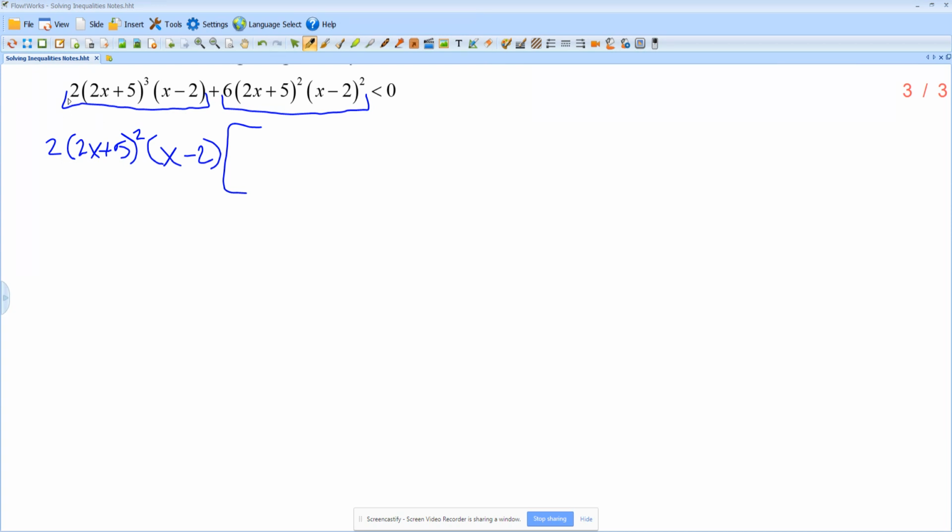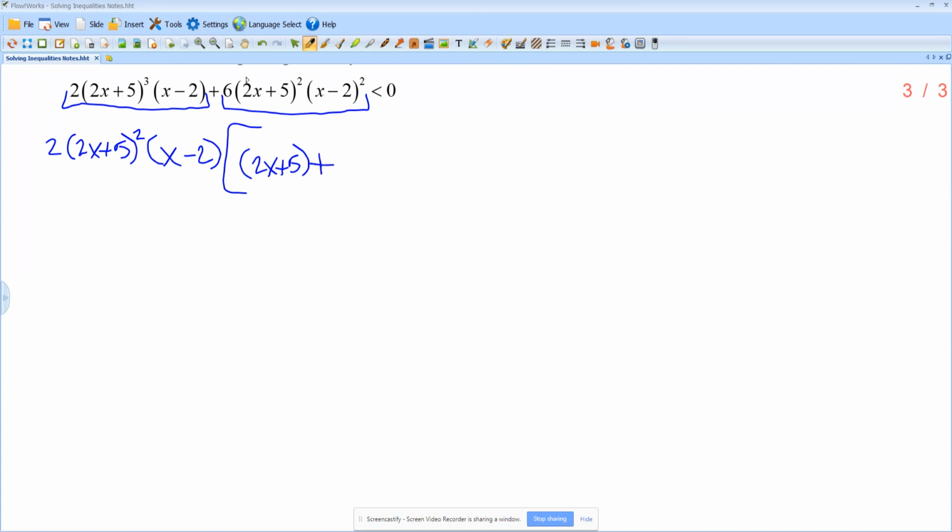I took 2 out of 2. I took 2 of the 2x plus 5s from the 3 that were here. That would leave me with 1 of the 2x plus 5s. And I took the only x minus 2 out of this term. Then I have my plus.